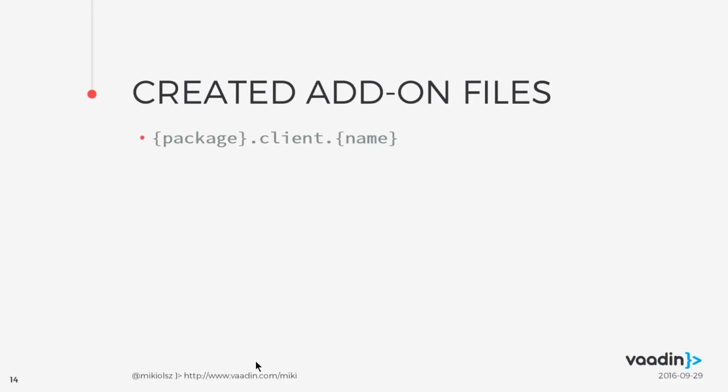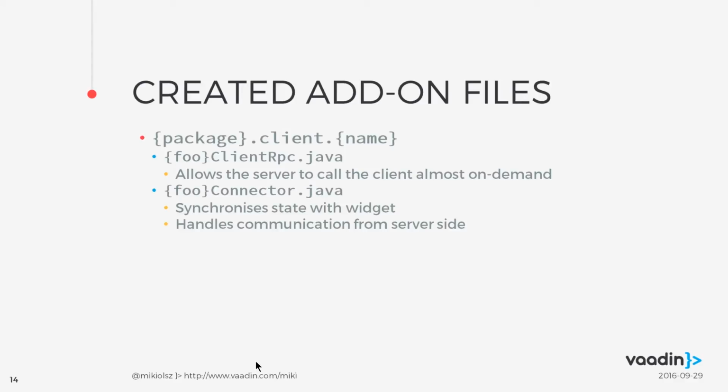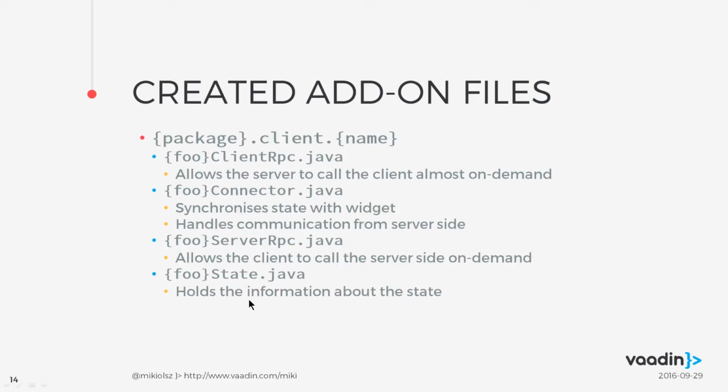So more files. Now on the client side, there is way more files and way more classes than on the server side. All the client-side code is in a separate package, and it contains the definition of a client RPC. It contains a connector, which is a utility for synchronizing a state of an object in a browser with an object in a server. In addition to client RPC, there is a server RPC, and then we have state.